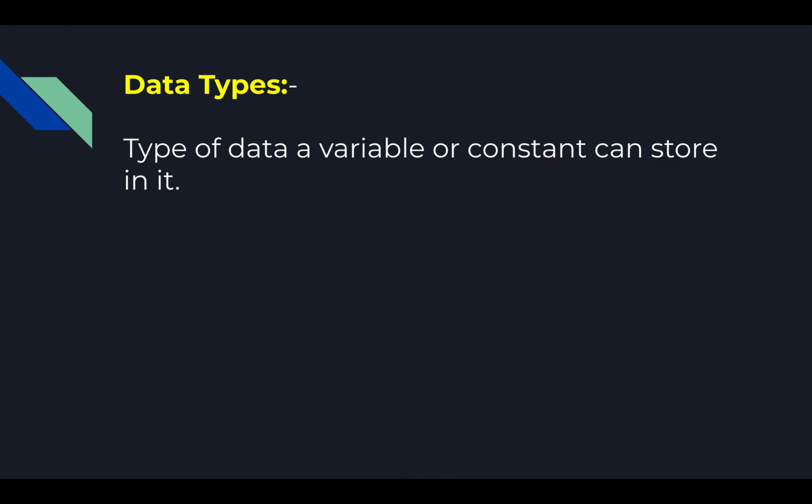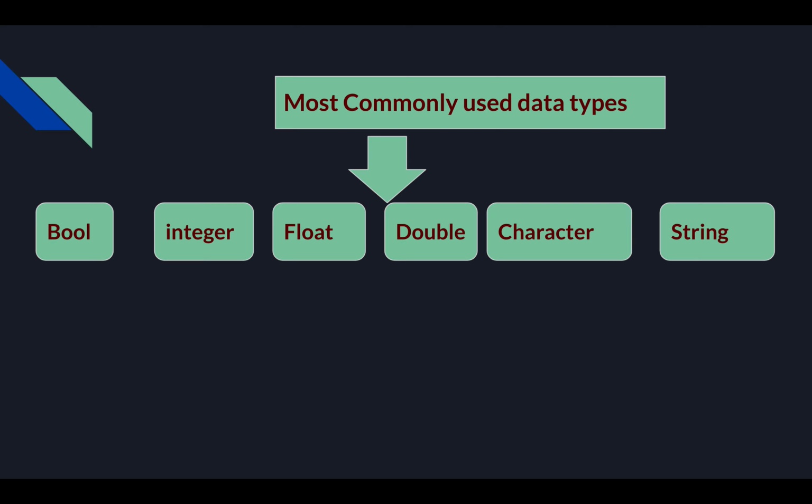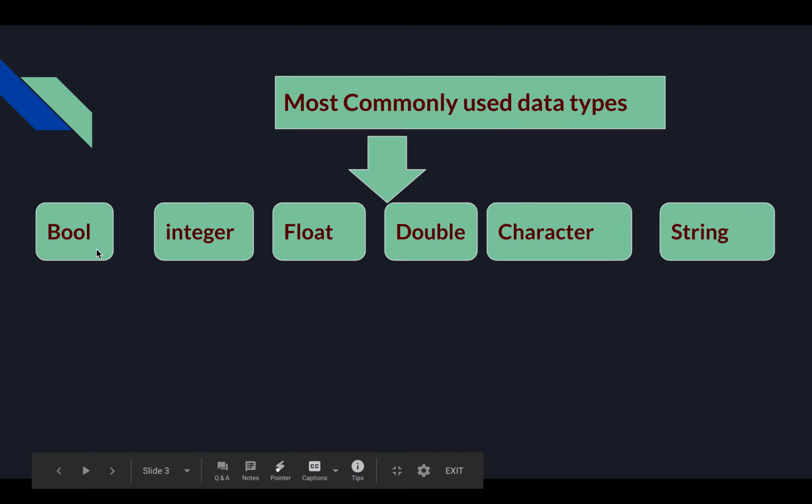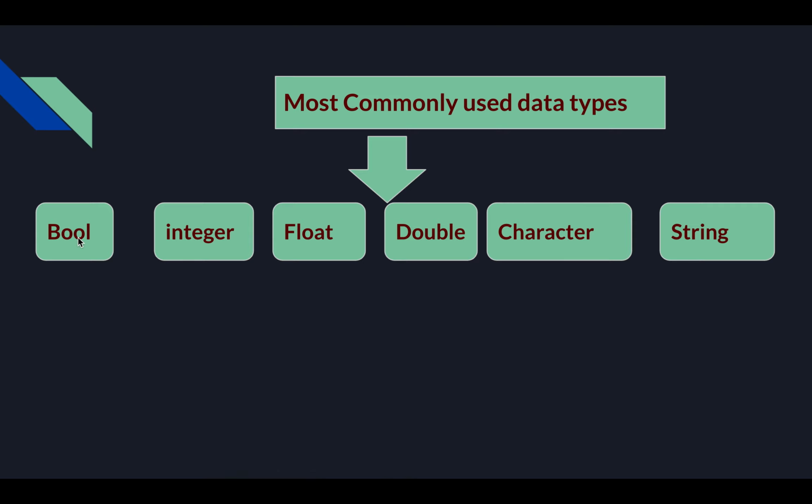A data type is a type of data a variable or a constant can store in it. Data type can be a boolean, integer. These are the most commonly used data types: bool, integer, float, double, character and string. Now coming to the bool. Bool takes a value true or false. Integer, as the name suggests, takes an integer, positive integers. Float takes a decimal and double takes a decimal, but it is more precise.